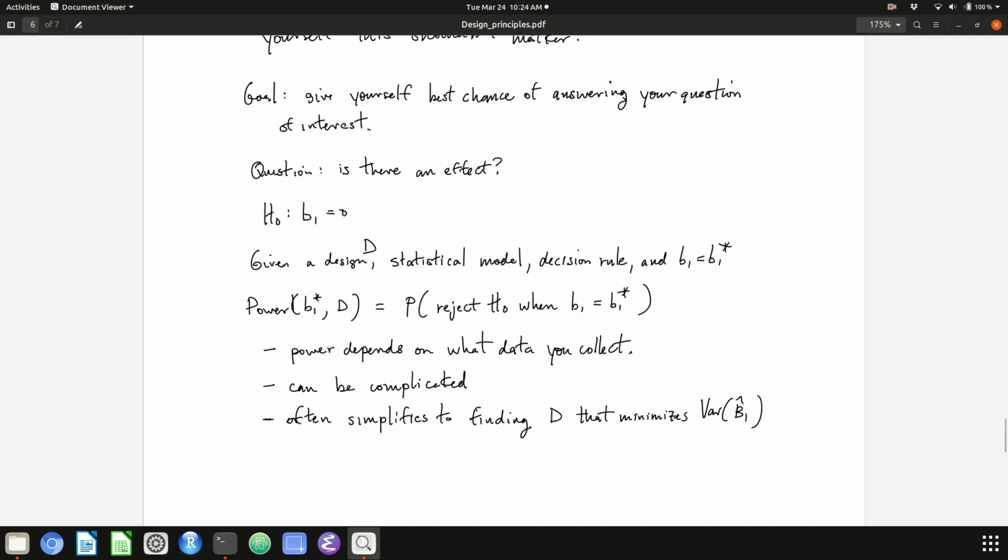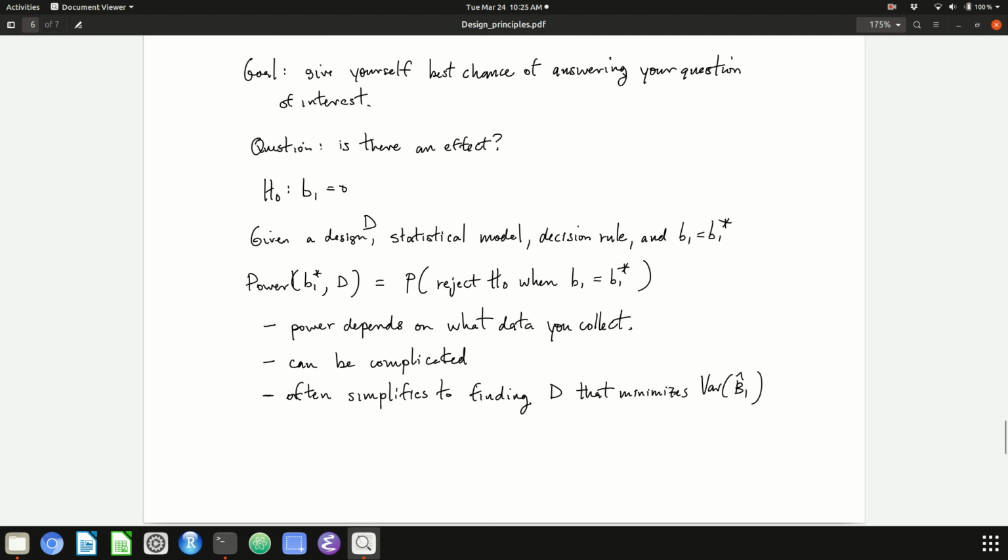So again, power is really what you want to calculate, but often this can be simplified to just finding a design that minimizes the variance of the parameter that you're trying to estimate.